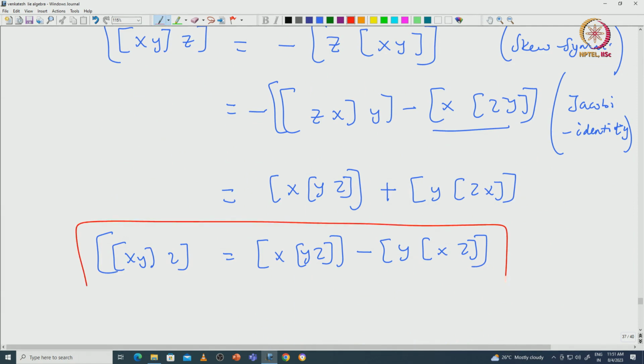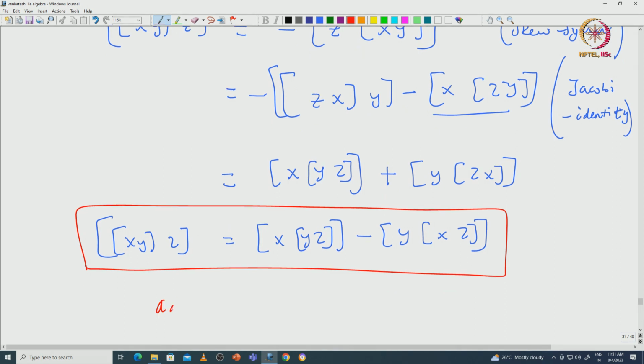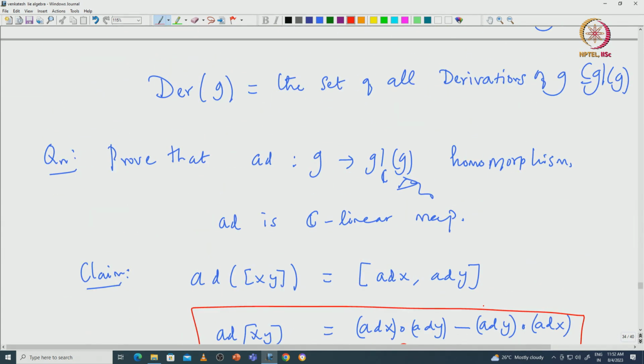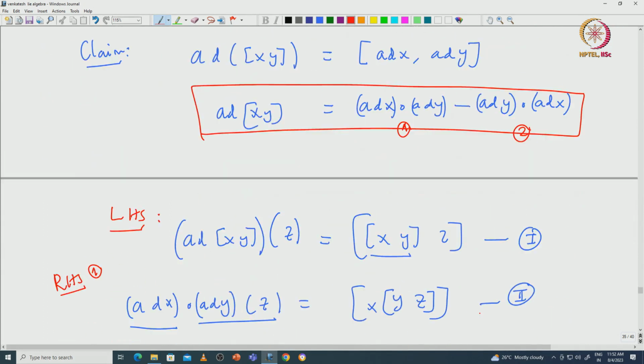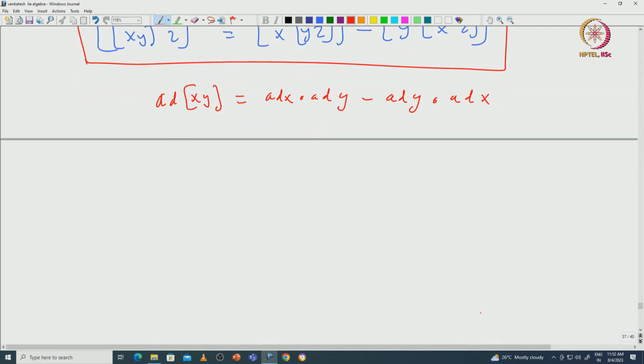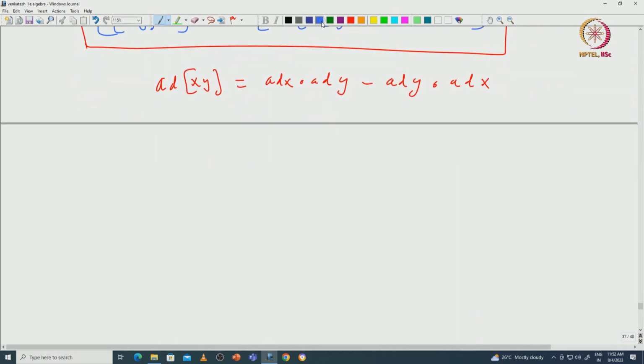Okay. So, it is basically rewriting the Jacobi identity in a different way, and that proves that add x y is nothing but add x composition add y minus add y composition add x. Okay. So, this says this adjoint map is actually a Lie algebra homomorphism from G to GLG. So, it is a very important fact. Okay. It will be repeatedly used. I would say that you better check yourself at least once.